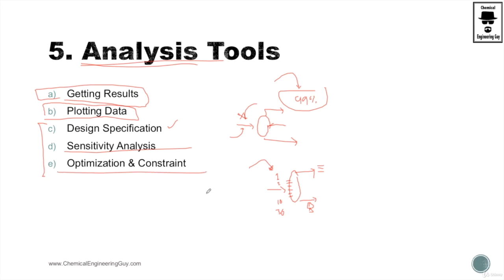Finally, optimization and constraints. As the name implies, this one is used in order to maximize or minimize a property. And as you know, guys, many times we have constraints. So let's say what will be the maximal input if we have the constraint of 99%. Or what will be the minimum requirement of a compressor. You can check it out here.